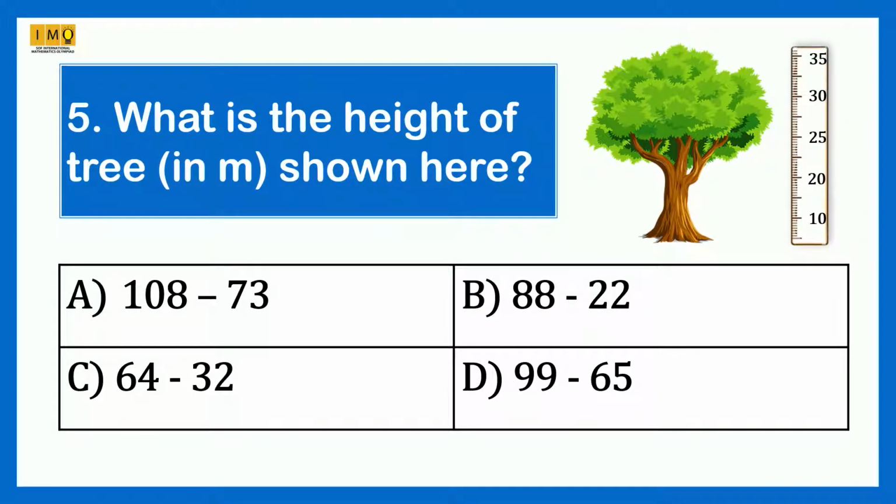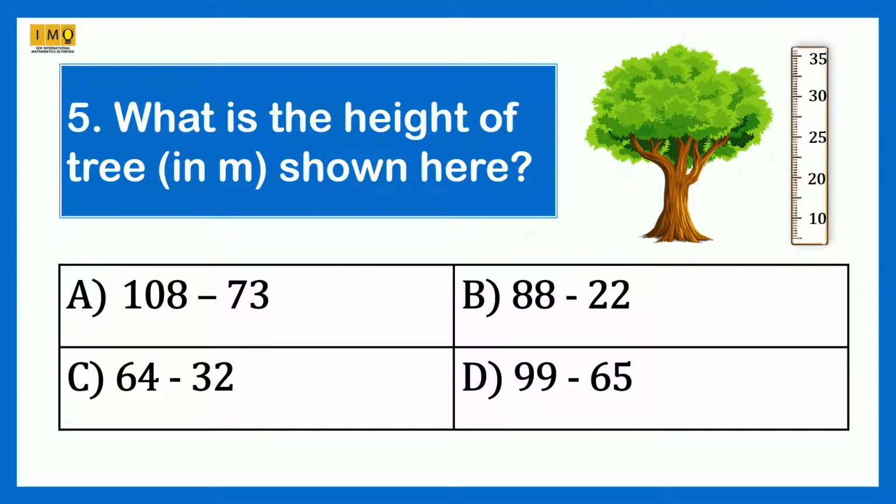What is the height of tree in meters shown here? We can see that the tree height is 35 meters. So which option will give us 35 meter? Option A 108 minus 73 is 35. So option A gives us 35 meter, which is the height of the tree.